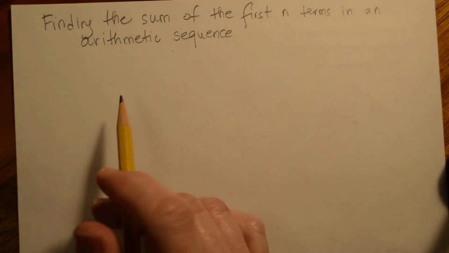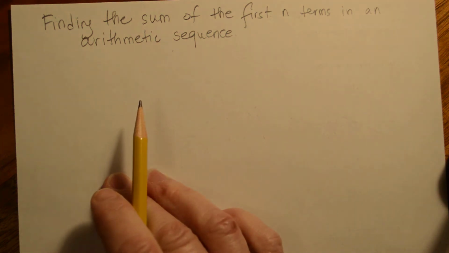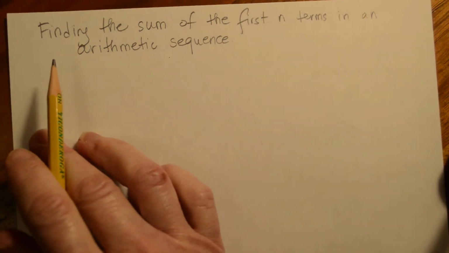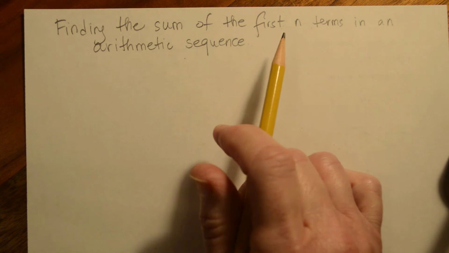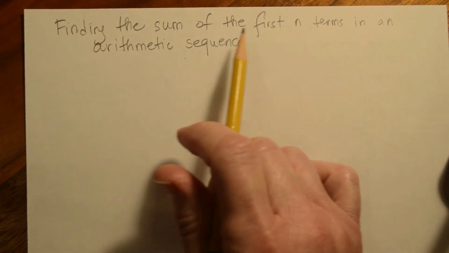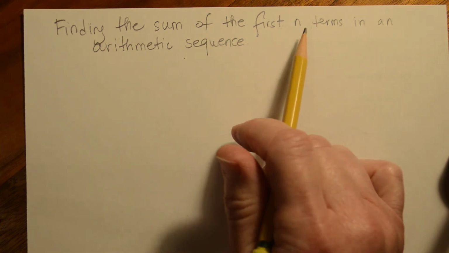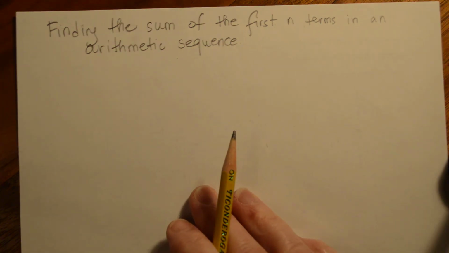So this is related to our last video about finding the nth term of a sequence in an arithmetic sequence. Another related question that comes up is, how do you find the sum of the first n terms? Again, n could stand for 7, finding the sum of the first 7 terms, or the first 84 terms. So finding the sum of the first n terms in an arithmetic sequence.